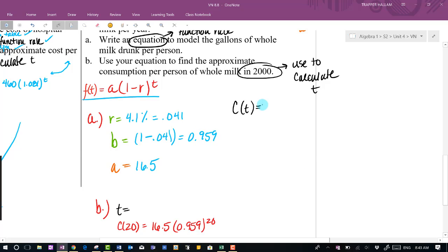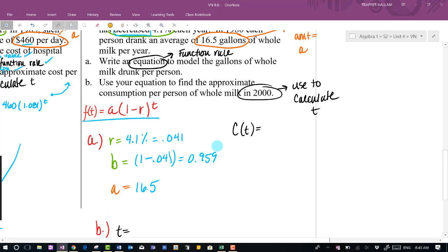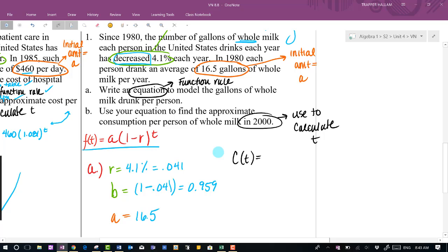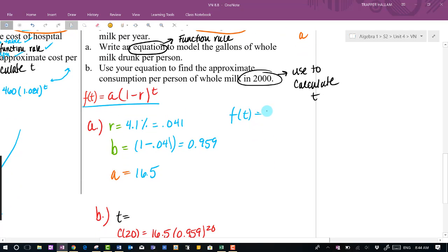So let's write our function rule then, C of t, or consumption. I don't know why it's C of t. I used F of t there. Let's change that. We'll match what we've got. So the function in terms of time, that's what that should represent, is our initial value. So 16.5 gallons per year of whole milk times our decay factor. In this case, it's 0.959 raised to the t. And again, t we don't know yet.